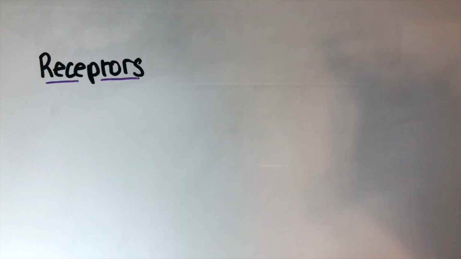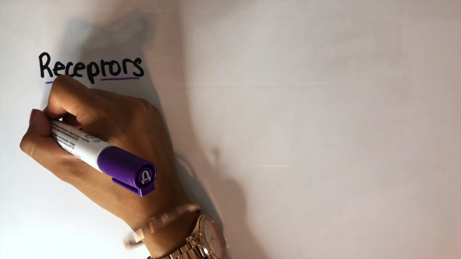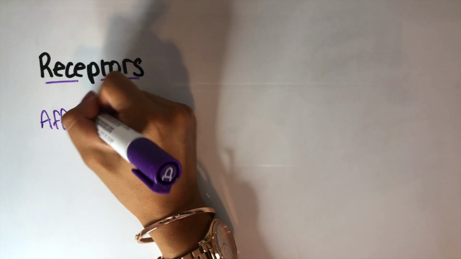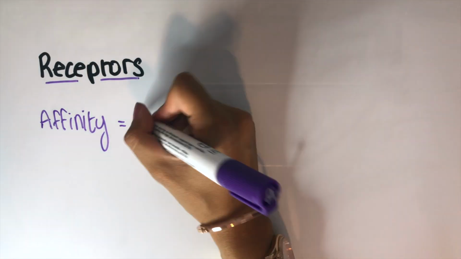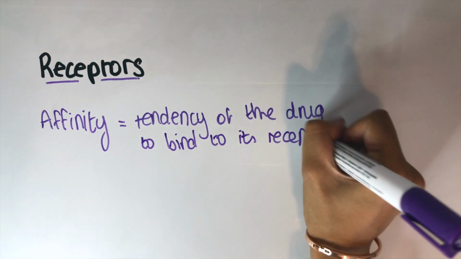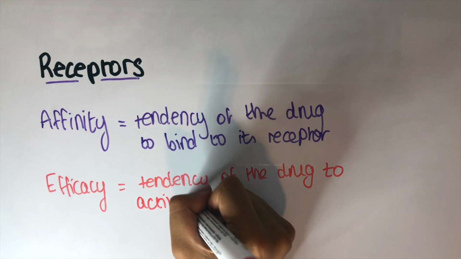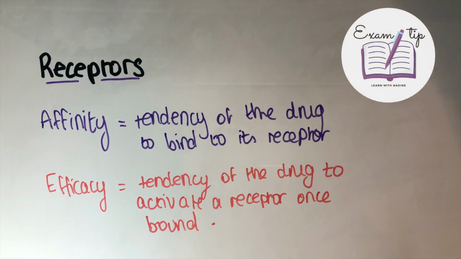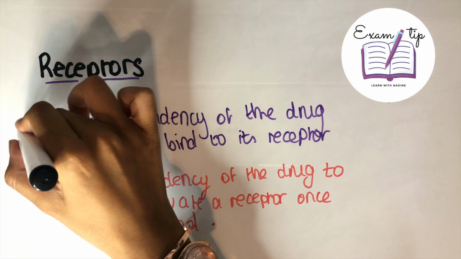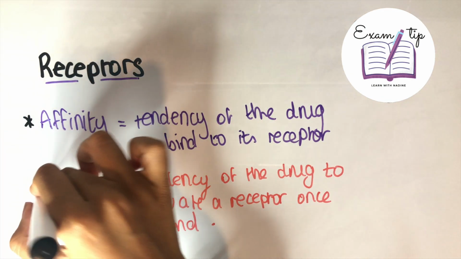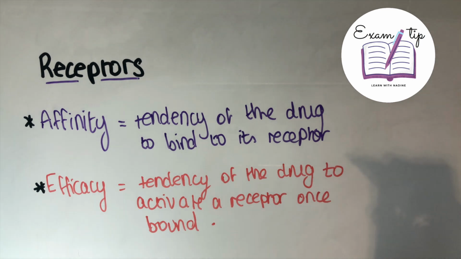Let's move on. It's important to know the difference between affinity and efficacy. Affinity is the tendency of the drug to bind to its receptor, and efficacy is the tendency of the drug to activate a receptor. So make sure you know the difference between both of them because it's important to use the right terminology in an exam. And you don't want to lose any marks just because you used the wrong term.